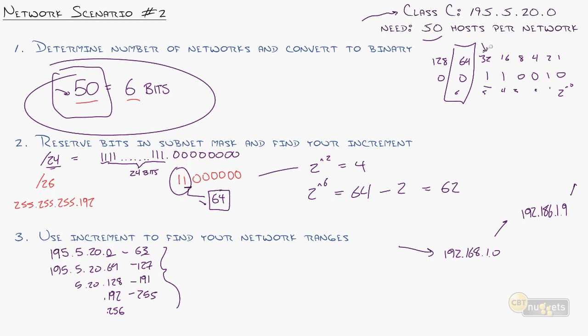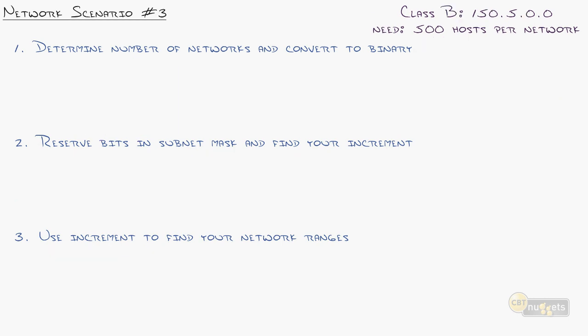Do you kind of see how these numbers just seem to repeat themselves again and again? That's how you can get so comfortable with networking and subnetting: once you get used to seeing those 8 values, you just see them popping up in different places. All right, third example.